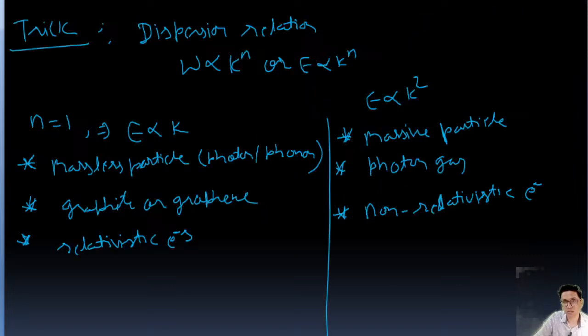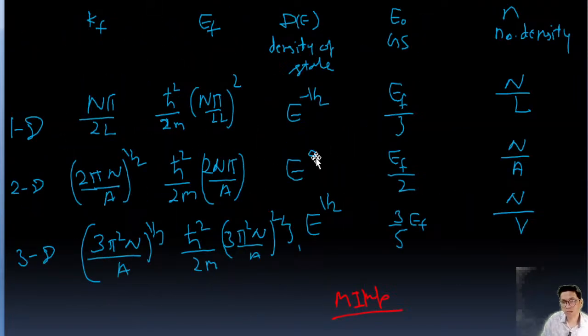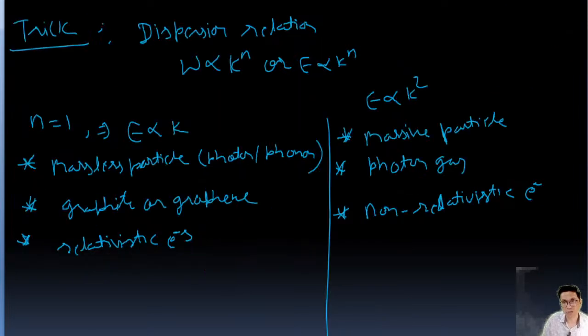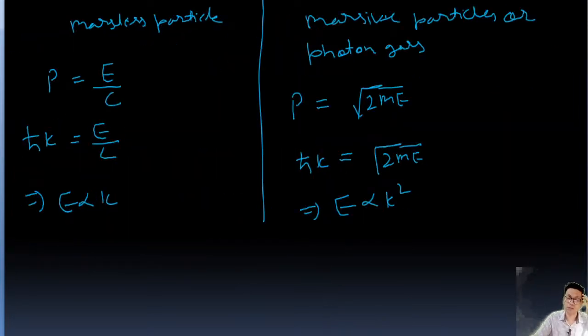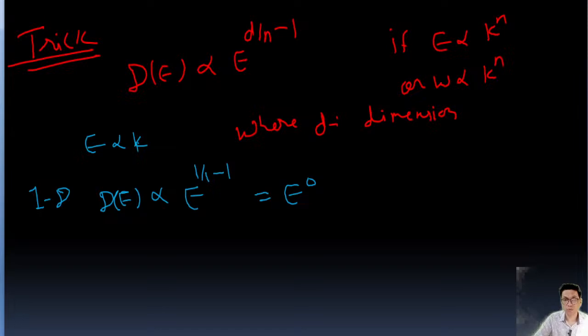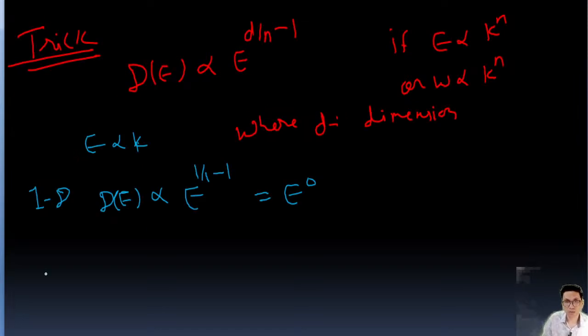This is for the general case of k to the power n. Now if we talk about 2d, for the case when E is proportional to k, the density of state is going to be proportional to E to the power 2 upon 1 minus 1, so it is going to be E.